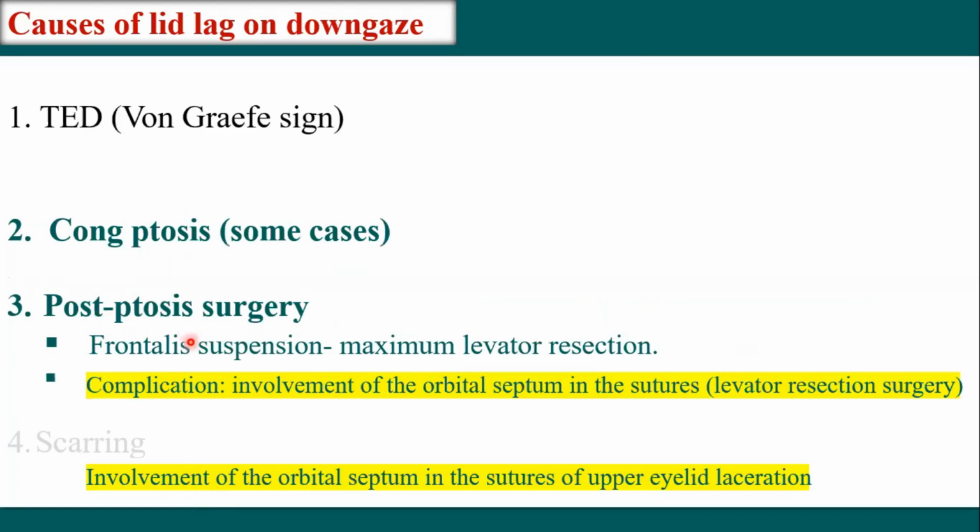Regarding post-ptosis surgery, actually, this could be one of the complications of ptosis surgery if the surgeon sutured the orbital septum in the sutures. In levator resection surgery, they do suturing of the levator. If the orbital septum is accidentally incorporated in these sutures, you will have such a complication, lid lag on down gaze. Again, if we have an upper lid laceration and while repairing it you involve the orbital septum in the sutures, you will also have lid lag on down gaze.